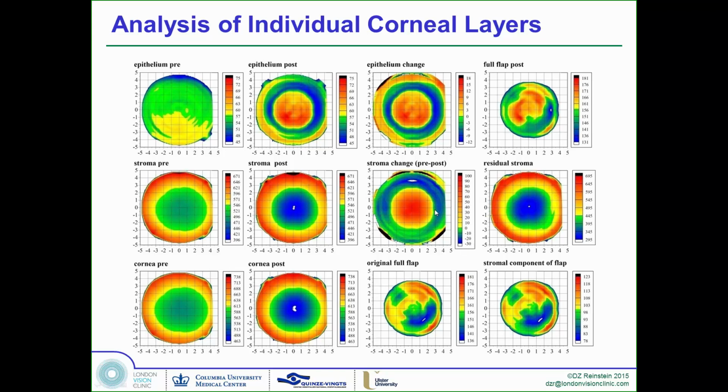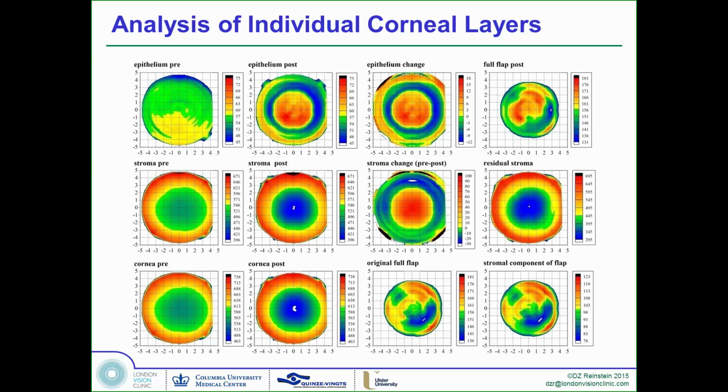We could, of course, now measure in 3 dimensions the residual stromal thickness map. And this enabled us to find the thinnest point on the residual stromal thickness, which was important because flaps in the microkeratome days were not even. And you could have zones of the flap that were very, very thick. And so the thinnest residual stromal thickness after surgery might well not have been in the center of the cornea.